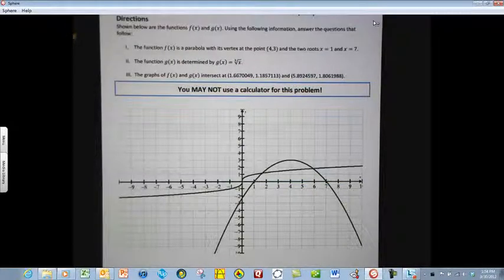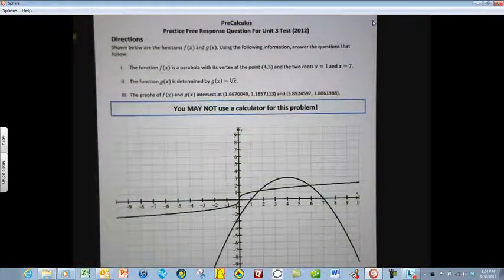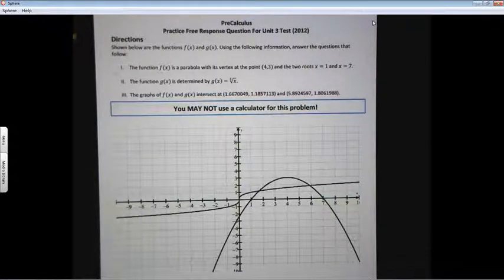Alright, let's get started on another video for pre-calculus. The unit that we've been in is function operations and transformations. So what I've done is put together a problem that involves a variety of skills we've been studying. So let's look specifically at this problem.